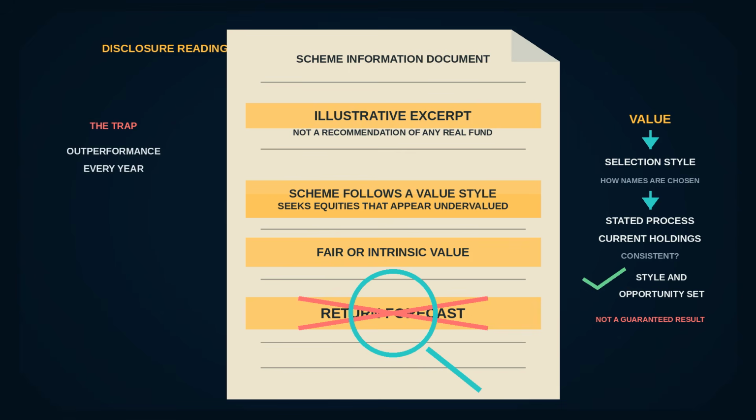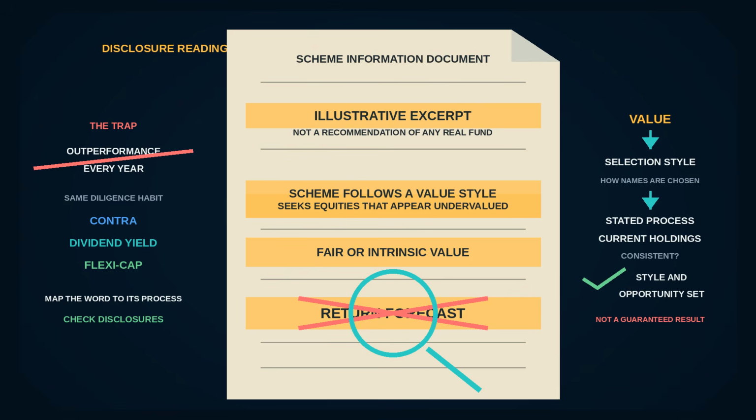The trap is assuming a style label guarantees outperformance every year. The same diligence habit applies when the word is Contra, Dividend Yield, or Flexi-Cap. Map the word to its process, then check disclosures.